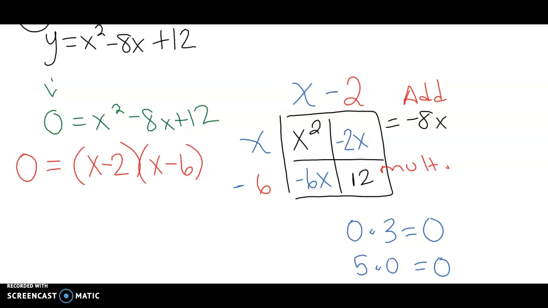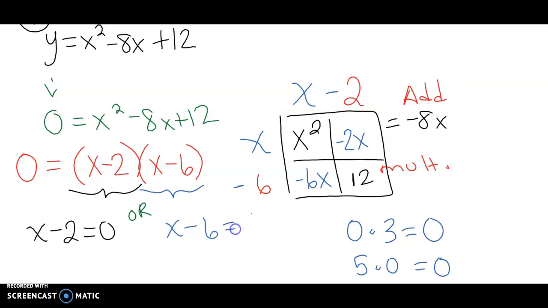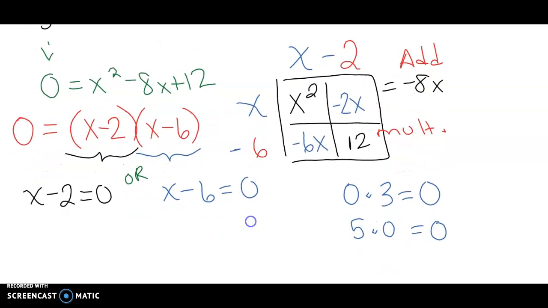So that is exactly what I'm applying to this. If I make this factor 0, x minus 2, it's going to make the entire expression 0. Or, this is where you got to think of the other part, or x minus 6. If I make x minus 6 0, it's going to make the entire expression 0. So really, I'm going to have two answers to this. So this is where we set each factor equal to 0. So we got to solve for x: plus 2 to both sides, x equals 2. And so that's my first solution.